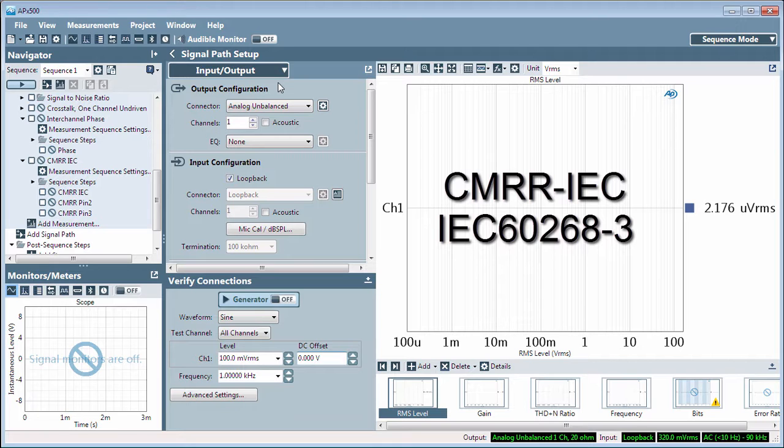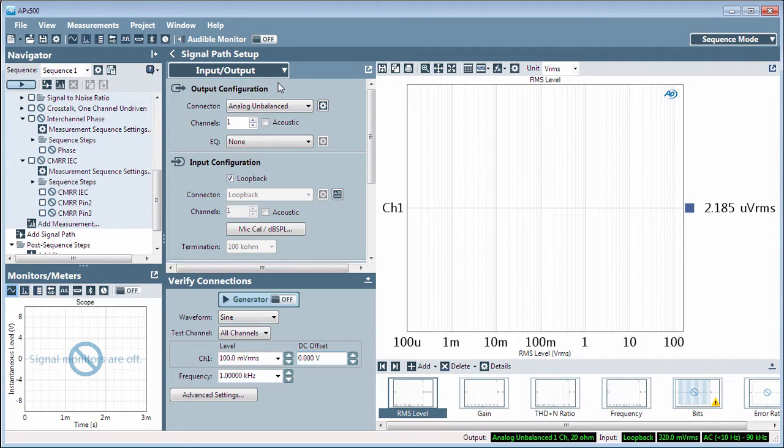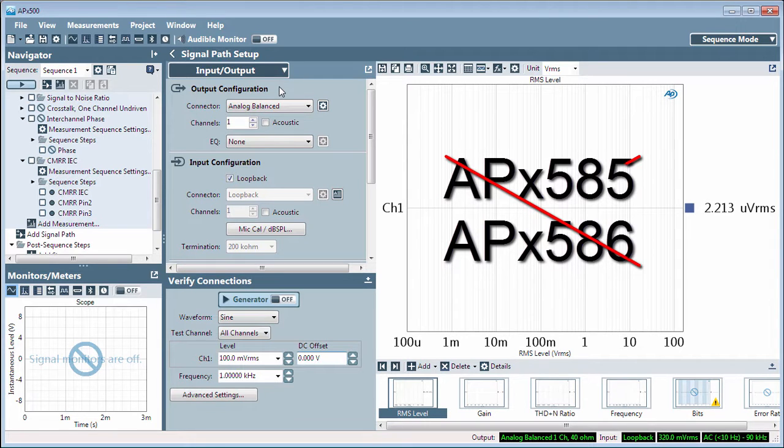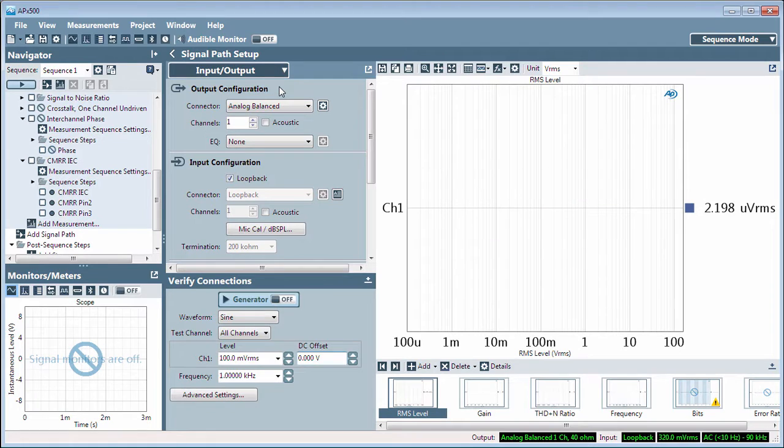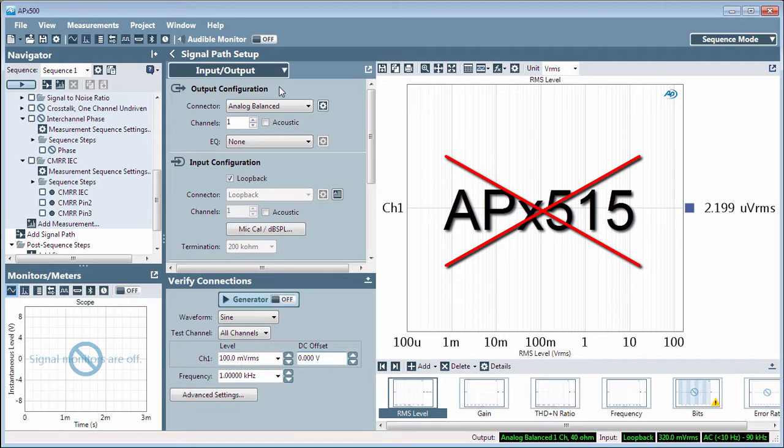60268-3 standard. The CMRR IEC measurement is only available when using analog balanced outputs and uses relay switching that's not available in the 8-channel output modules of the APX585 or 586. CMRR IEC is also unavailable for the APX515.